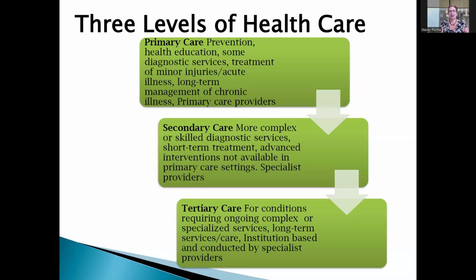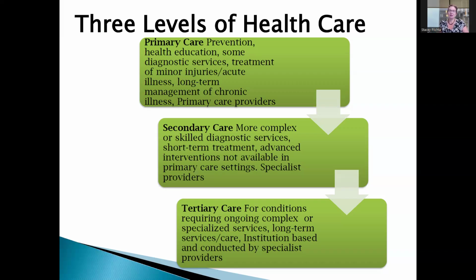So there's three levels of care. Primary care, we can think about as things you would go to see your family doctor or your internal medicine doctor, or that you would take your child to a pediatrician for. Prevention, health education, some diagnostic services, treatment of minor injuries, for example, getting stitches, or acute illness such as strep throat, treatment of long-term management of chronic illness once a specialist has stabilized the person. So you can think about managing medications for people who are diabetic or people with heart conditions.